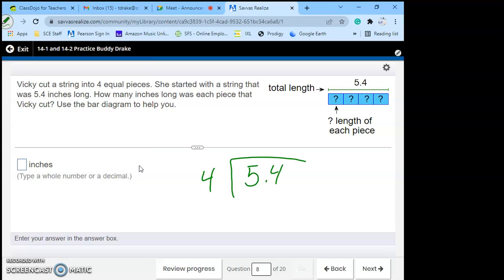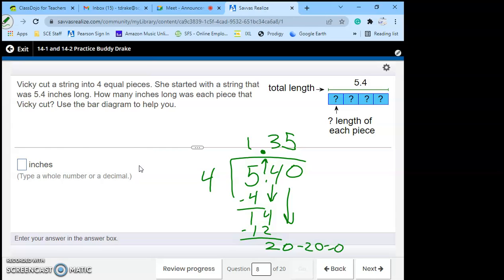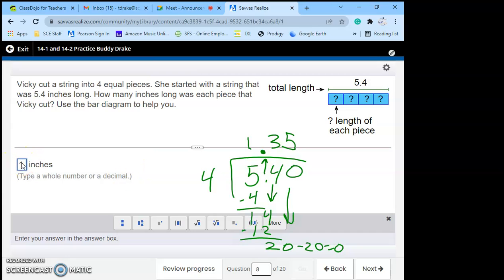Cut means divide. 4 goes into 5 once. We're left with 1. Bring your decimal up. Bring your 4 down. 4 will go into 14 3 times. We're left with 2, annex a 0, and bring it down. 4 will go into 20 5 times, which is 20, and we are finished. So our answer is 1.35 inches.